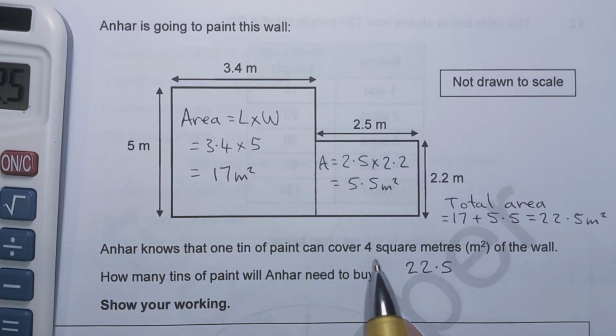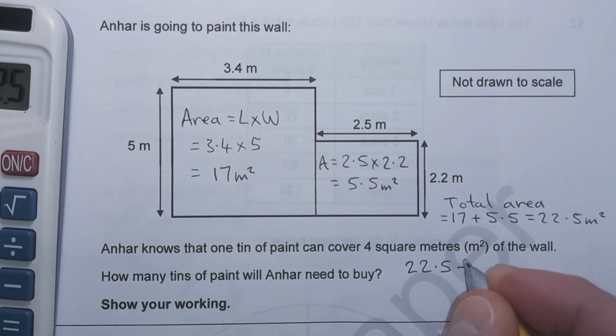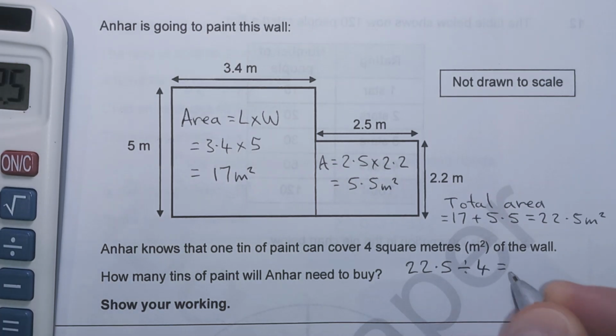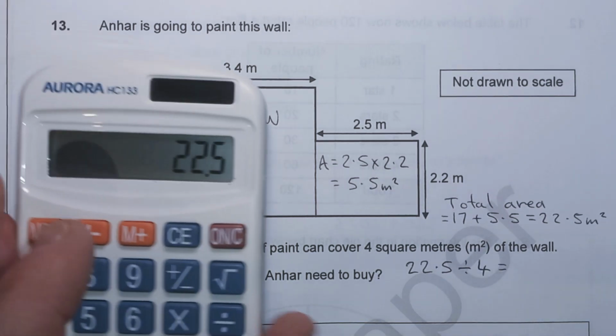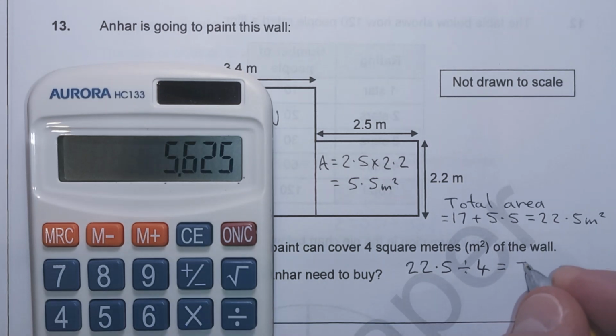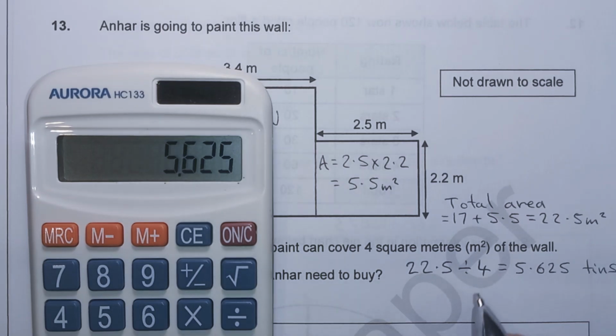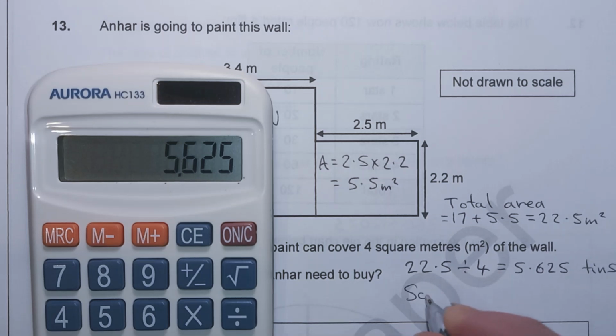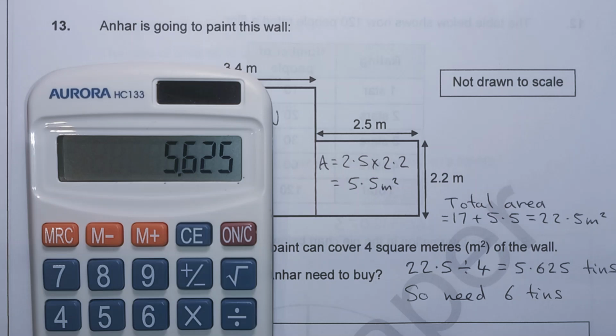We know that 1 tin of paint can cover 4 square metres, so we want to divide this by 4 to see how many of those tins of paint we need. So 22.5 divided by 4, we'll get 5.625, that's tins. But you can't buy 0.625 of a tin, so we're going to have to buy 6 tins and just have a bit of paint left over.